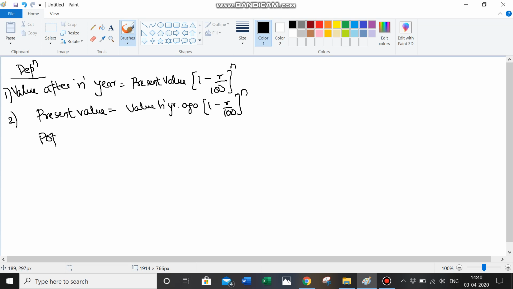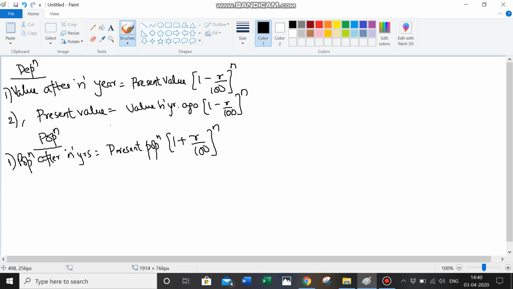The same formula can be used for increase, for calculation of population, for calculation of growth. So let's look at it for population. If we are talking about population, the formula is population after, let's say, n years. If it is a growth, it'll be equal to present population multiplied with (1 plus the rate of growth upon 100) raised to the power n. So these are certain applications of these formulas.